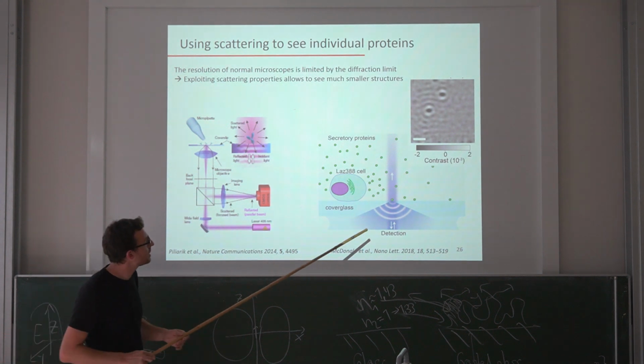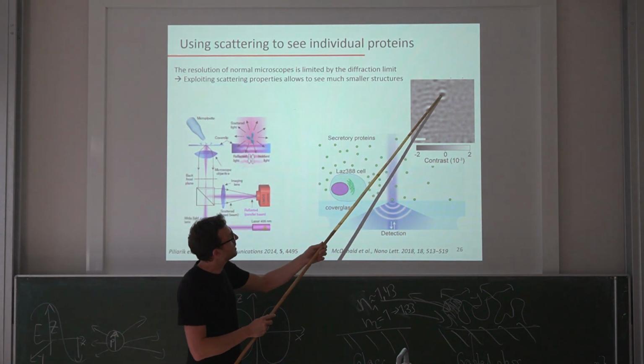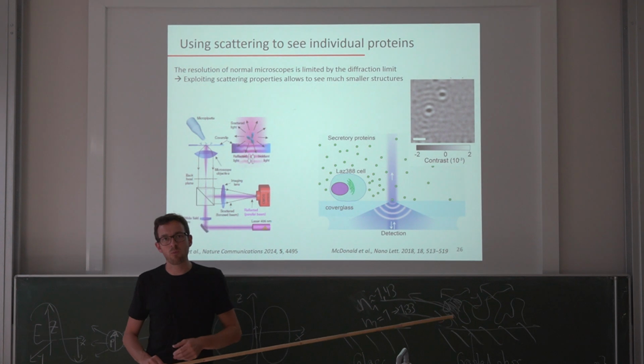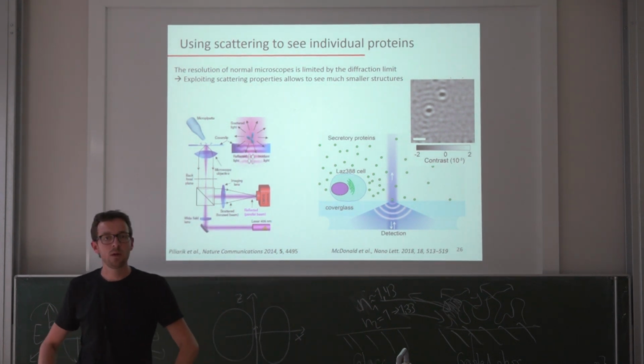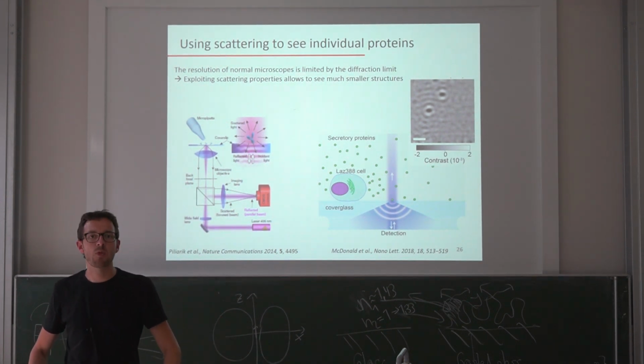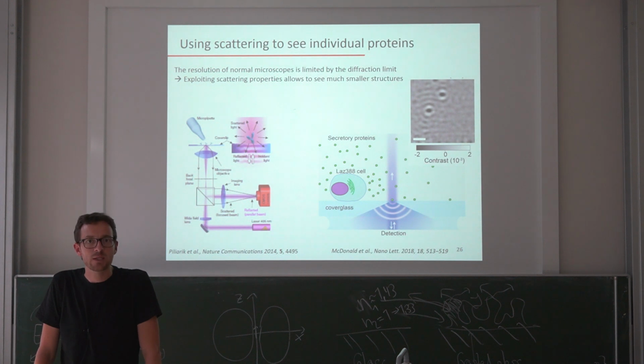And here you see, here and here, very clearly the contrast given by individual proteins. So extremely small objects with an extremely weak scattering cross-section can still, if you play the game cleverly, be made visible in a microscope.